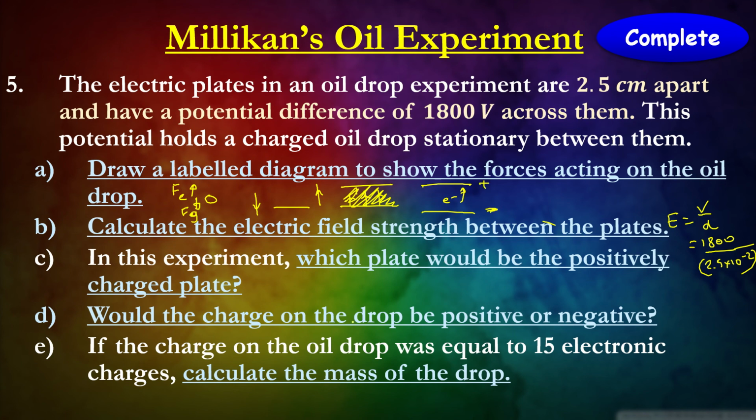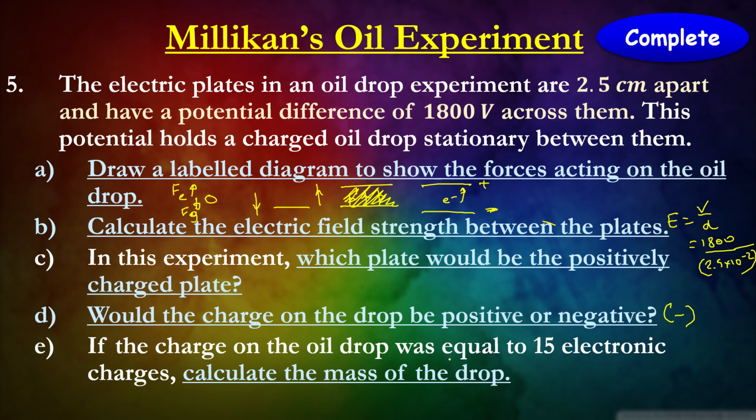Would the charge on the droplet be positive or negative? Okay, so it really depends on what we're looking at here. The electric plates hold a potential between them. In this case, because the droplet is going to the positive plate, that would mean we have a negative charge.